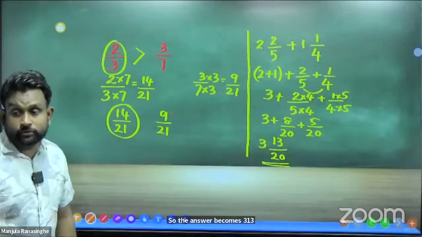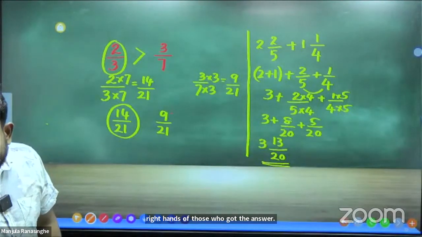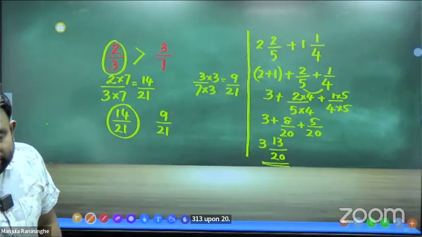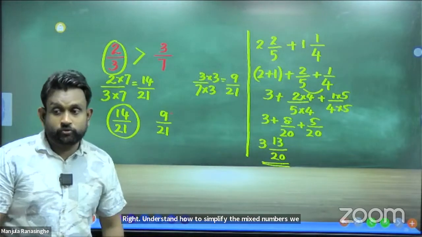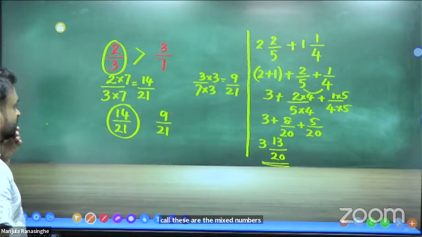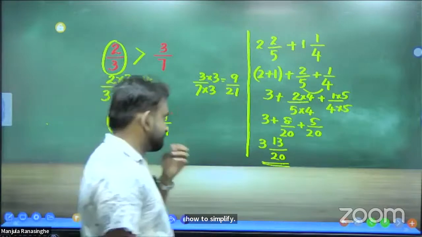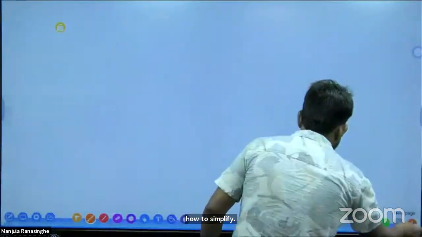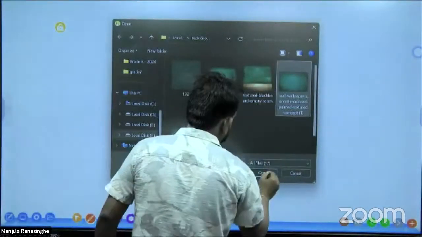Right, hands up those who got the answer. 3 and 13 upon 20. Right, understand how to simplify the mixed numbers. We call these mixed numbers, how to simplify. Right. Now we are moving to the next one.